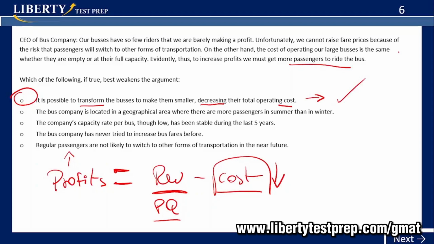What about the second one? The bus company is located in a geographical area where there are more passengers in summer than in winter.